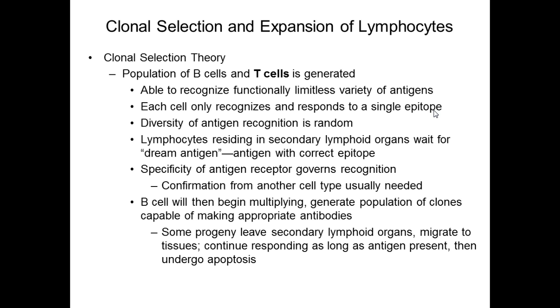So then they sit around in those lymphoid organs, in the spleen, your tonsils, and the mucosa-associated and skin-associated lymphoid tissue, waiting for some macrophage or dendritic cell that might bring something in, or just the lymph itself traveling through a lymph node might have some antigens in it. That'll bring them to that area. That specificity of the antigen receptors governs recognition, so it has to match up.